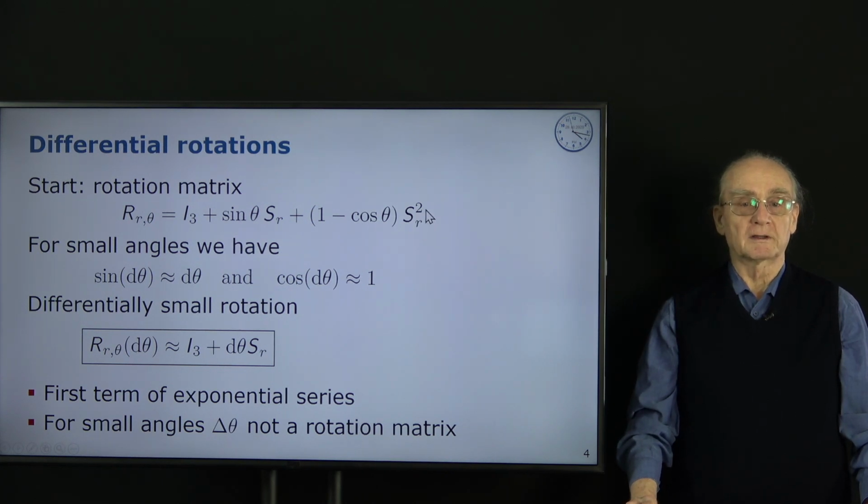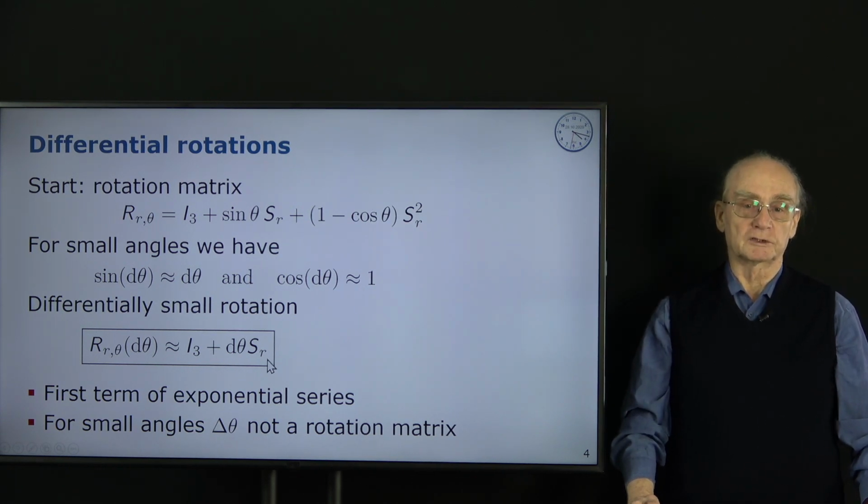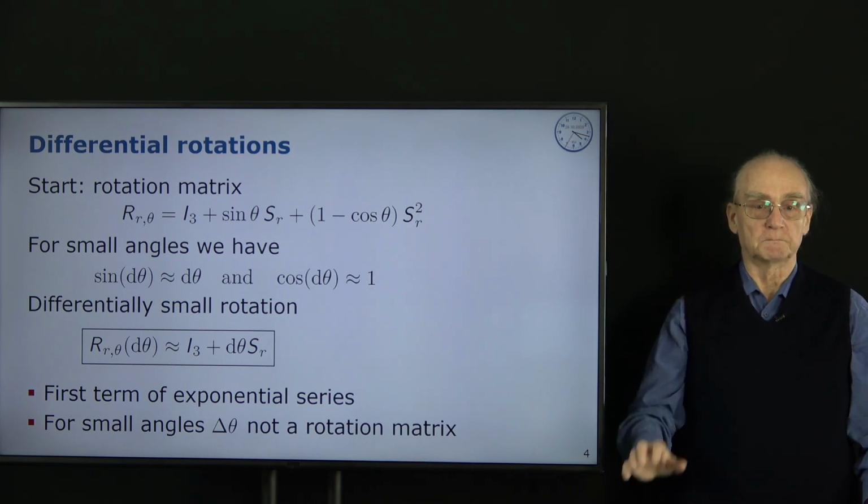And now let's assume that the angle is small. Then we know that the sine of some angle is approximately the angle itself, and the cosine is approximately 1. So we replace the sine of theta here by theta, and 1 minus 1 is 0, so the second part cancels. That means we are left with a differentially small rotation, which can be approximated by a unit matrix plus the small differential angle multiplied with the skew-symmetric matrix of the rotation vector, that means the rotation direction.